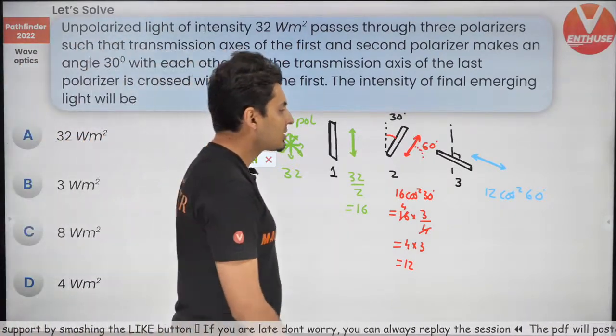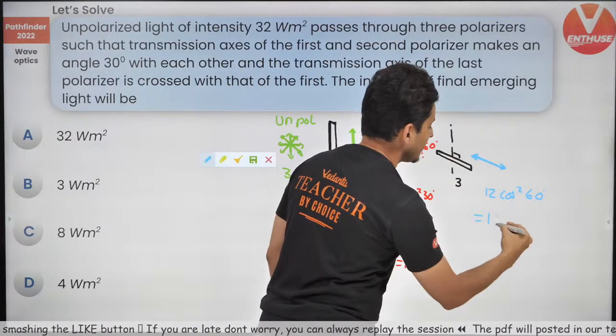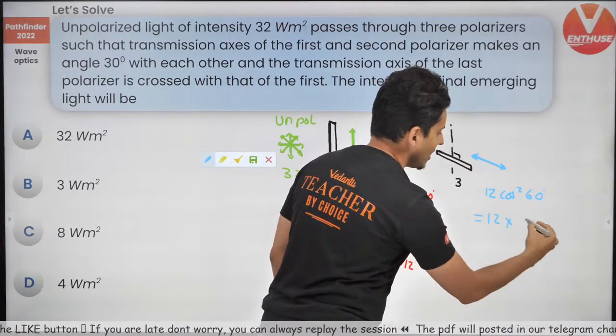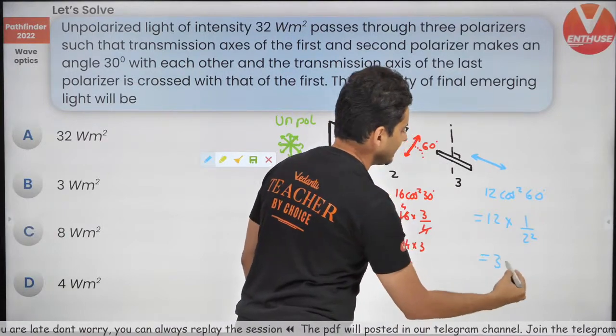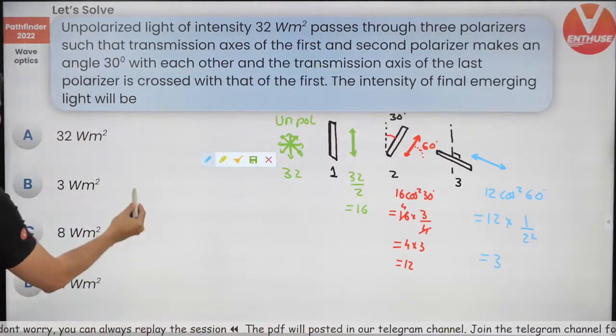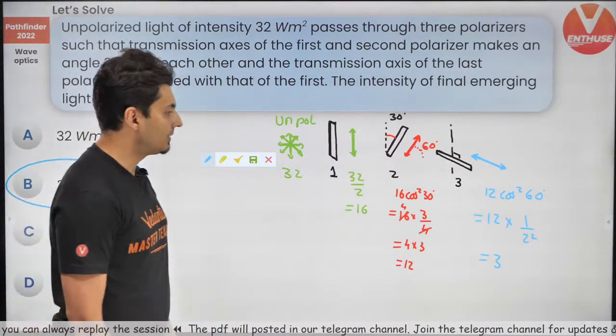So what is cos 60? Cos 60 is nothing but half. So half square means 1 by 4. So the 4 cancels, and you will be just left with 3. Hence the answer should be 3, which is option B, and done.